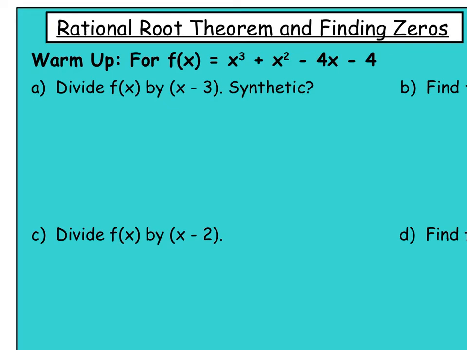All right, guys. So we'll talk about the rational root theorem and then finding zeros of polynomials. We'll stick with finding real zeros for now. But let's do a little warm up first, a little review. Let's say we have f of x equals x cubed plus x squared minus 4x minus 4.